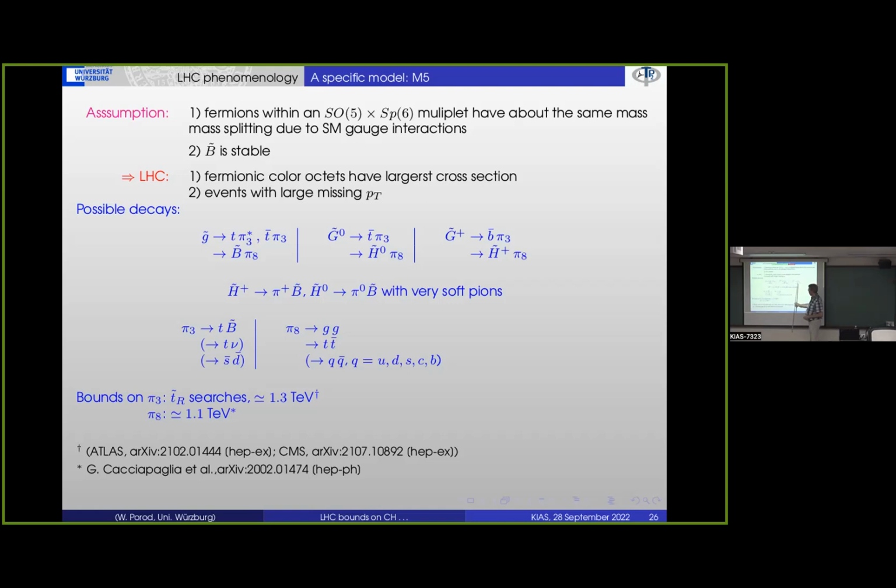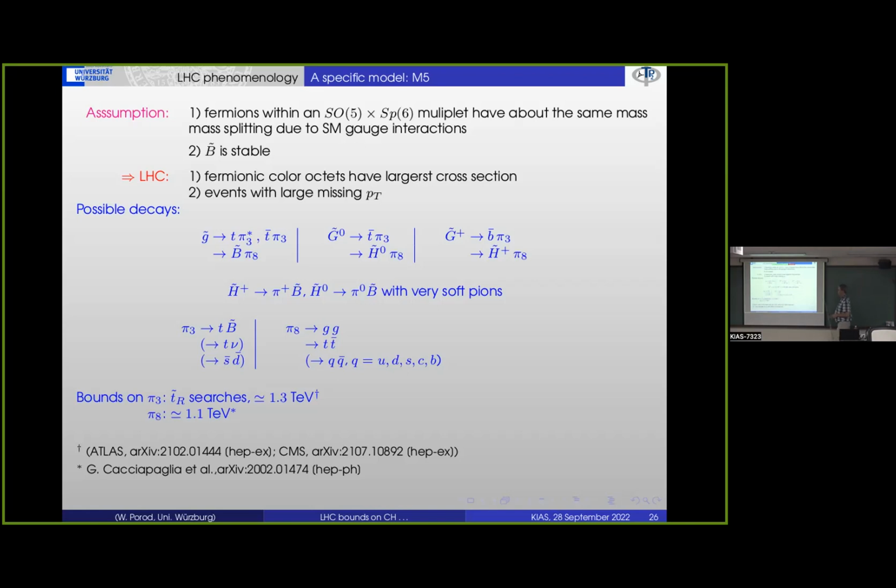So the possible decay modes are: this octet decays into a top quark and this color triplet pNGB. This is why I said before, this looks like a right-handed scalar top quark. It has precisely the same quantum numbers. Or it can decay into this baryon, singlet fermion, and the pi8. And similarly, for the Dirac, two, let's say, EMOs under quotes, you would have the corresponding decay modes into pi3 or pi8.